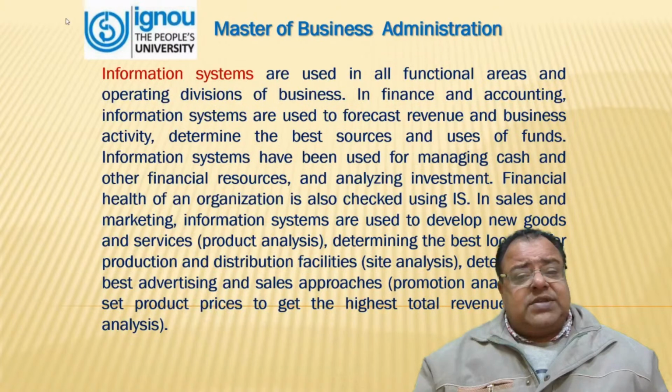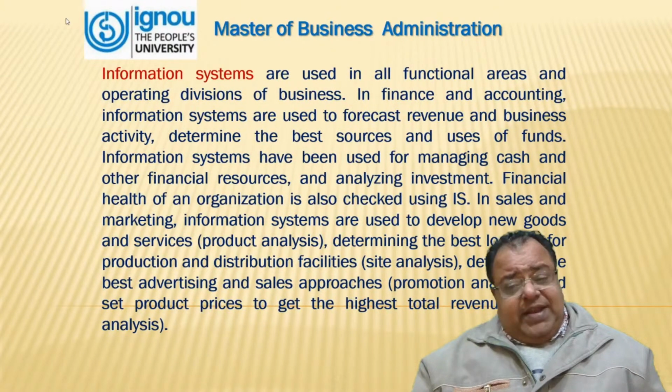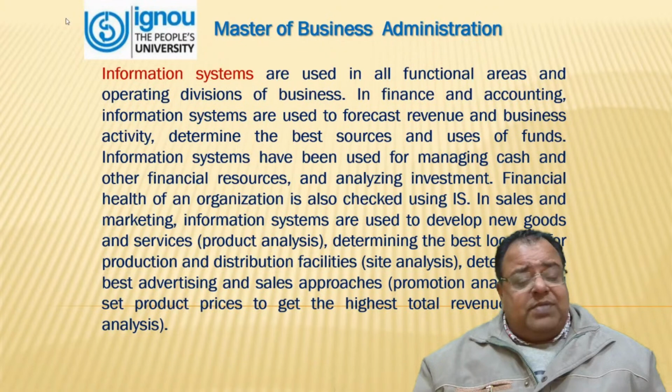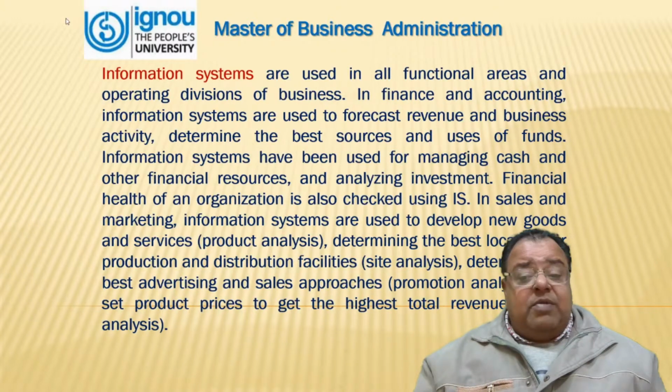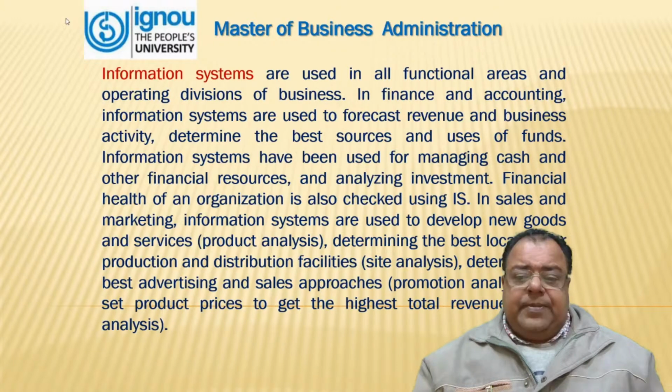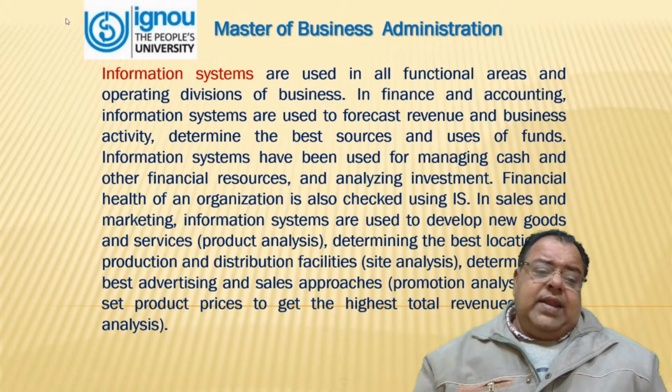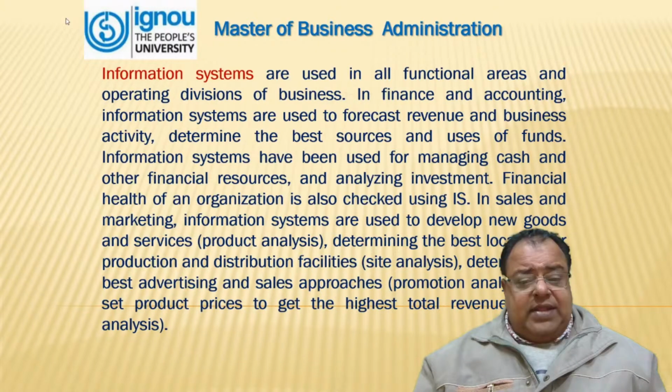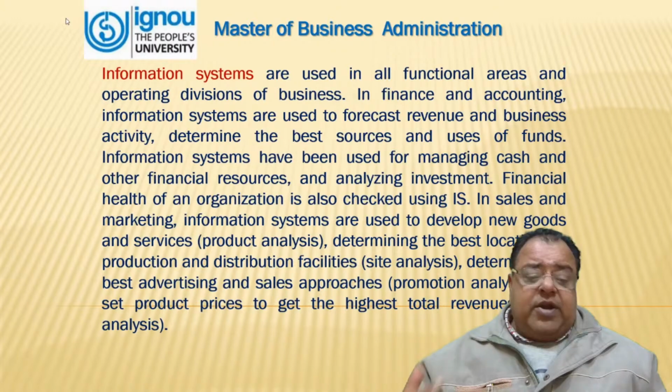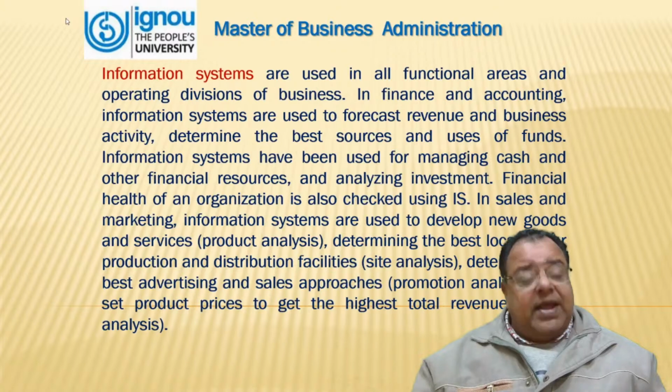Information systems are used in all functional areas and operating divisions of business. In finance and accounting, information systems are used to forecast revenue, manage cash and other financial resources, and analyze them. The financial health of an organization is also checked using information systems. In sales and marketing, information systems are used to develop goods and services and set product prices to get the highest total revenue, that is, price analysis.